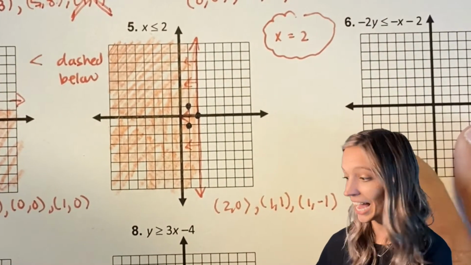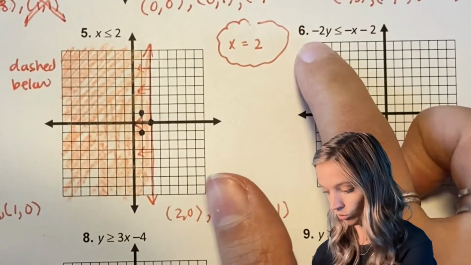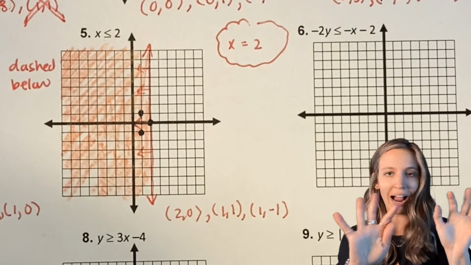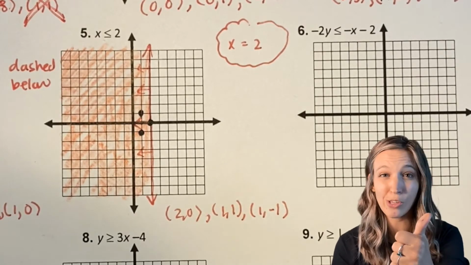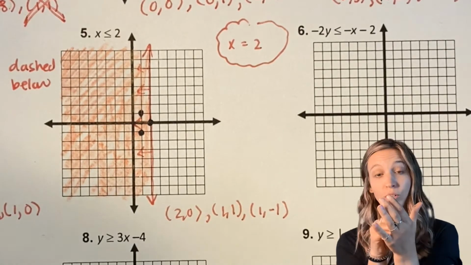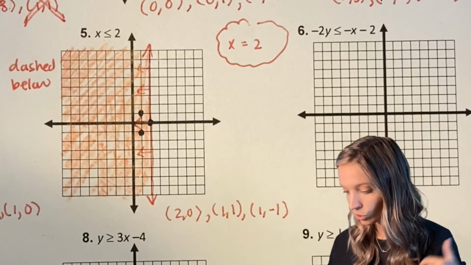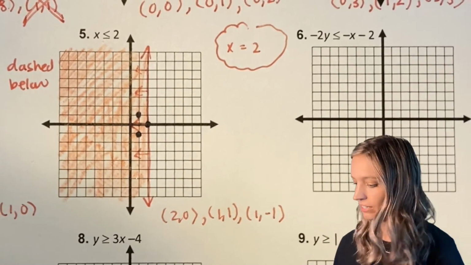As we look at this next one, whoa. Wait a minute. I cannot graph this yet. I need to get it into slope-intercept form so that I can identify that slope and I can identify the intercept that I would start at before I can graph my line. So let's solve for y to get it in slope-intercept form.